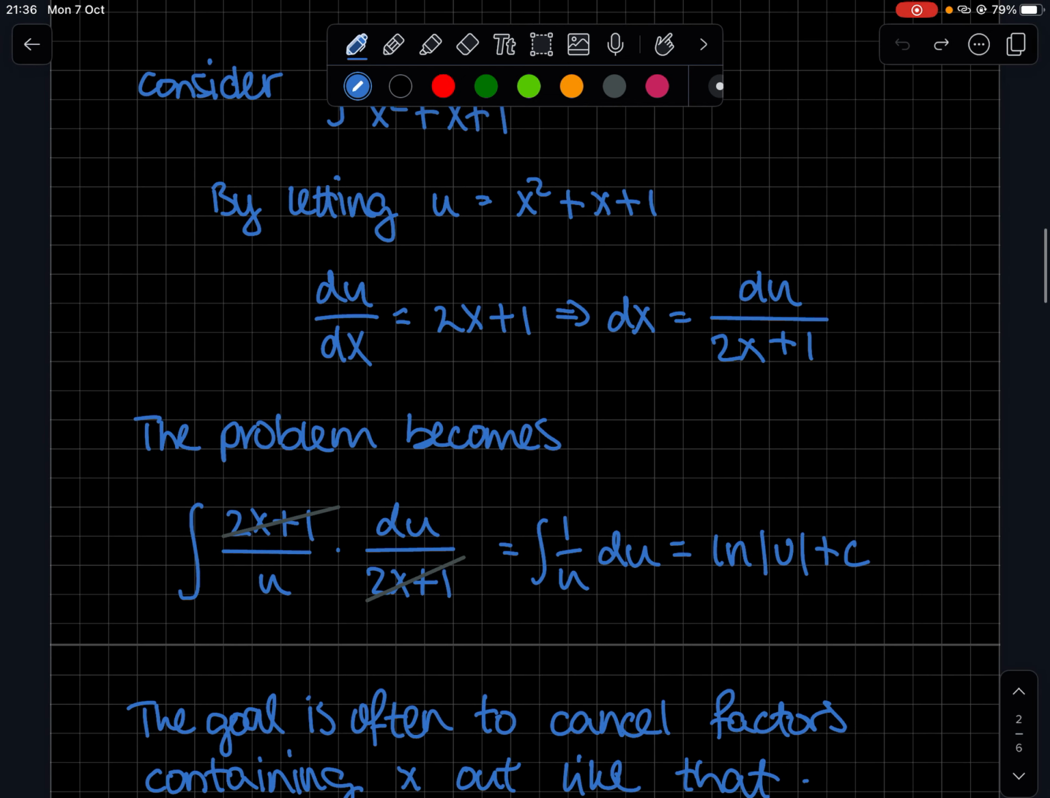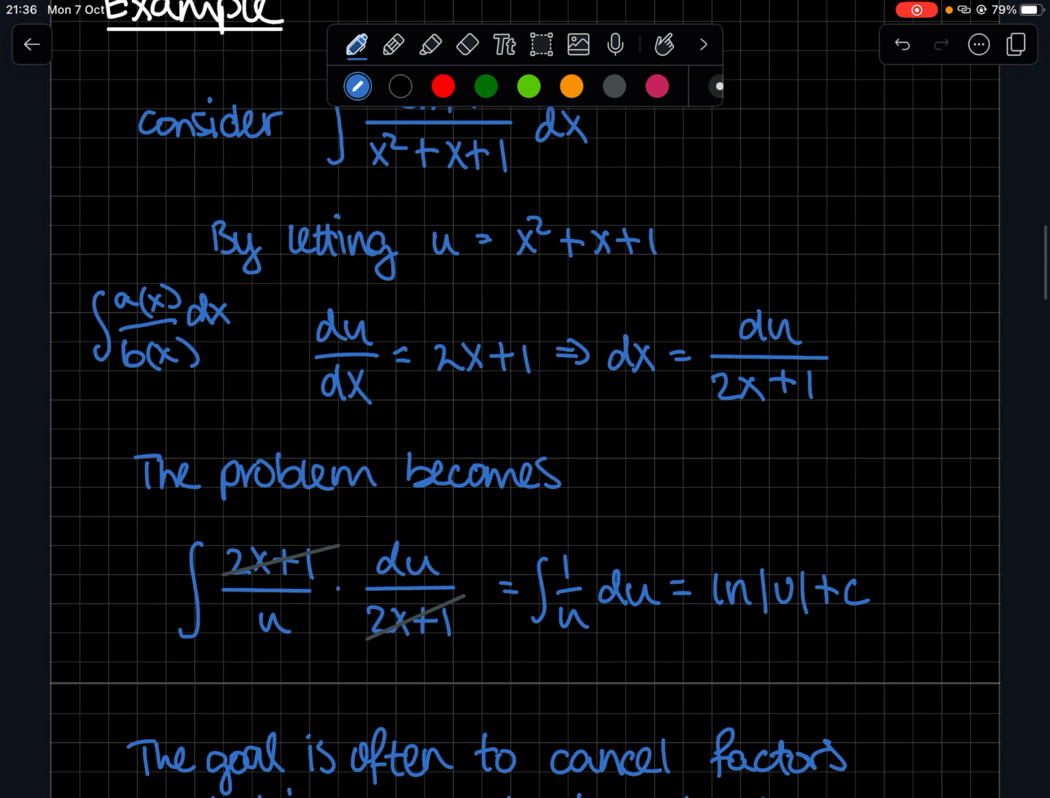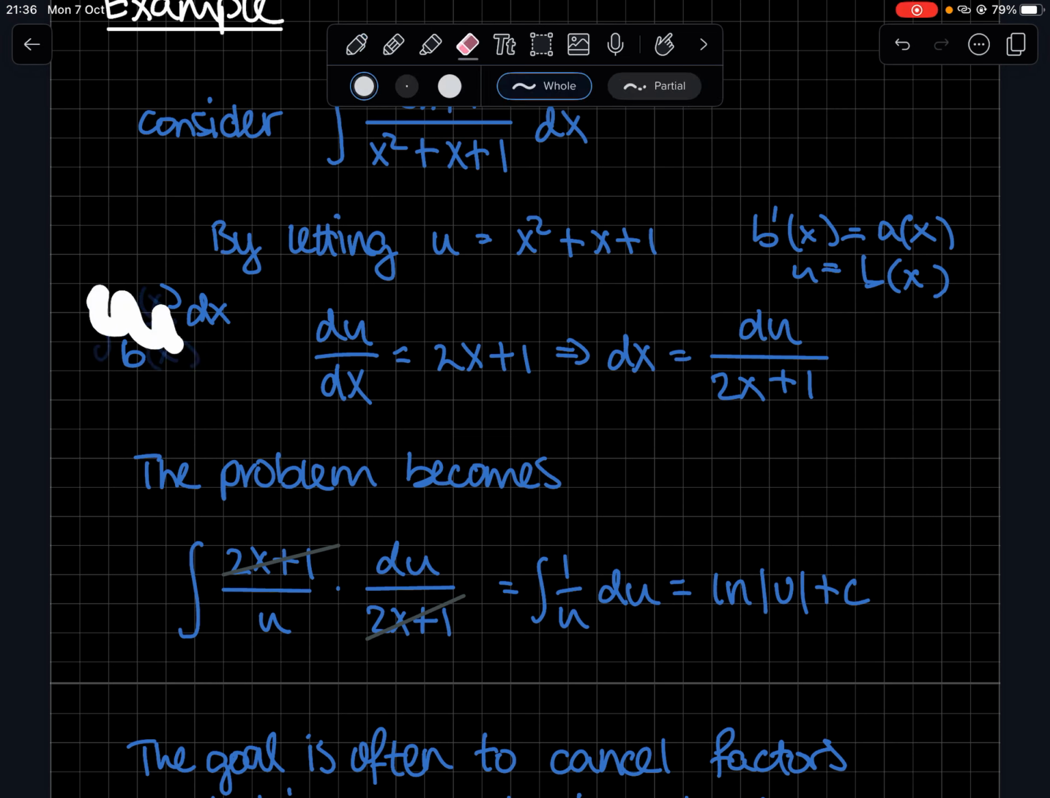Okay, so essentially when you have the integral of a of x over b of x, a sort of ratio of functions like this, what you can try to do is that if you notice that b dashed of x is a of x, then you can substitute u equals b of x, and then all the x's will cancel out nicely, as was shown in this example.